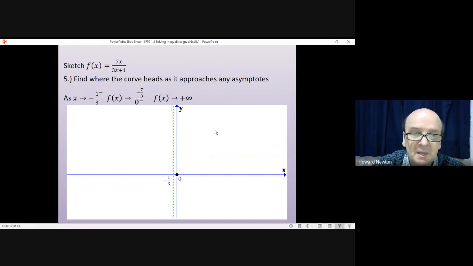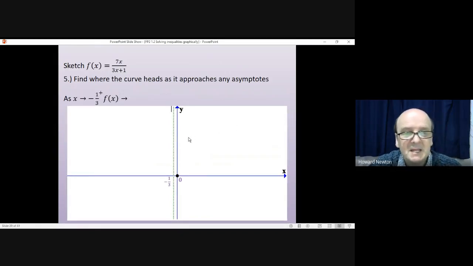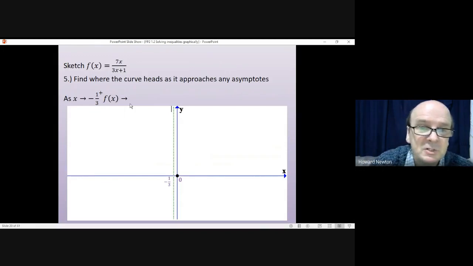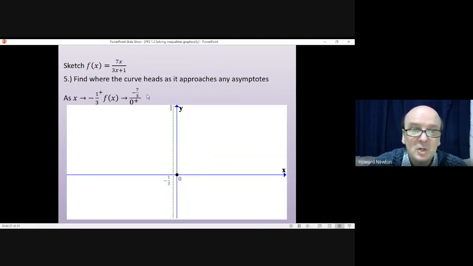Now we do the same thing looking at the other side of the asymptote. So what happens as x tends towards minus a third from above? That's what the plus there means. What does the function do? Well, on the top, you'll still just get minus 7/3 as x gets closer and closer to minus a third. On the bottom, this time, it's going to be 0. But if you're a little bit above minus a third, what you will get is a positive number, closer and closer to 0.